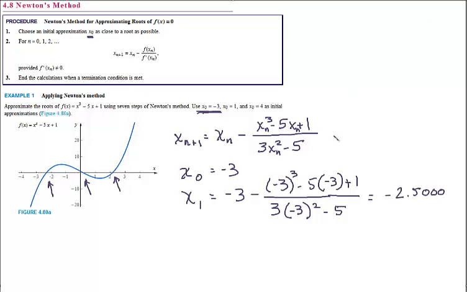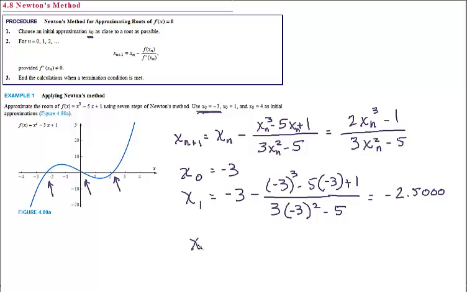Now, if you want to make it easier to plug in on your calculator, you can simplify this a little bit, getting a common denominator of 3x squared minus 5 and combining the top. If you do that, you'll get 2x_n quantity cubed minus 1, over 3x_n squared minus 5. You don't have to do that, but if you want to, you can see it would be easier to plug in. It really doesn't matter one way or the other if you want to use your algebra to make that a little simpler.